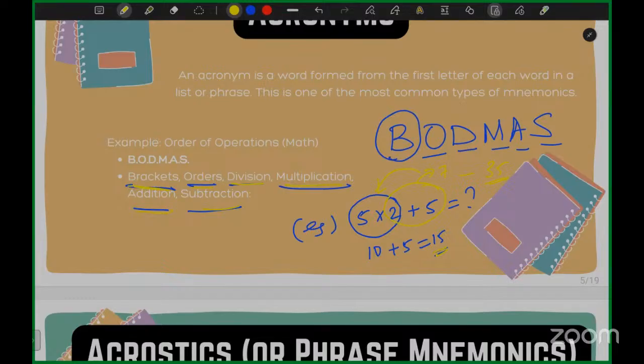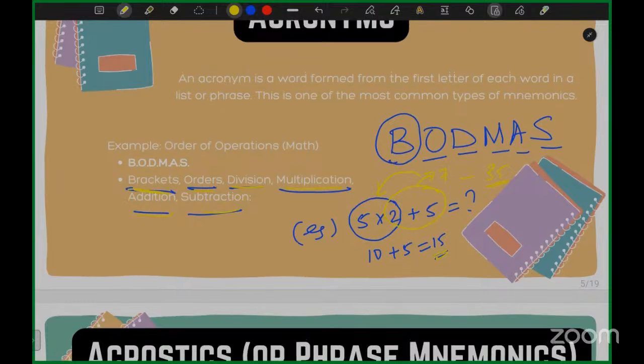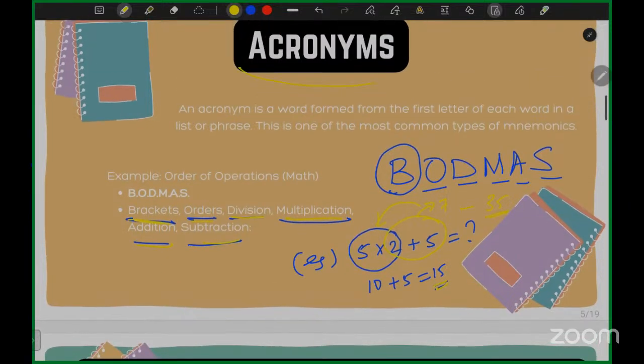So at that time, we can easily understand these concepts with a simple trick, a simple mnemonic, which is a type of acronym. I hope you're clear with this one. So basically, what is an acronym? An acronym is a word which is formed from the first letter. You just need to focus on this part: the first letter of each word in a list or a phrase.